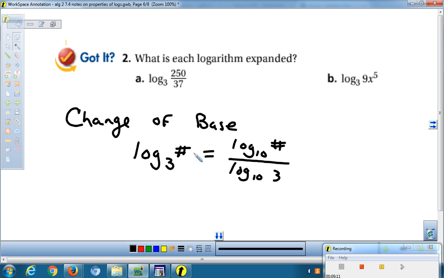So the way that I remember this is, you see that the number is higher up than the 3, right? So that tells you which one goes on top. The one that's on top stays on top. So we do log base 10 of the number divided by log base 10 of 3. Your calculator can do log base 10. So if I have to find log base 3 of 250 over 37, then on my calculator, I'm going to do the log button of 250 over 37, say, divided by the log of 3.